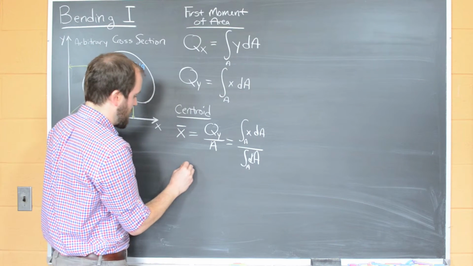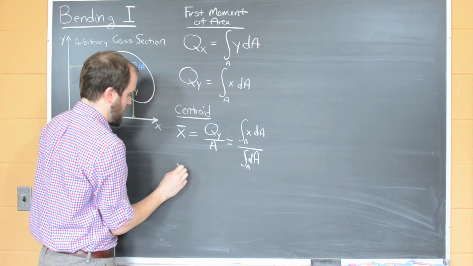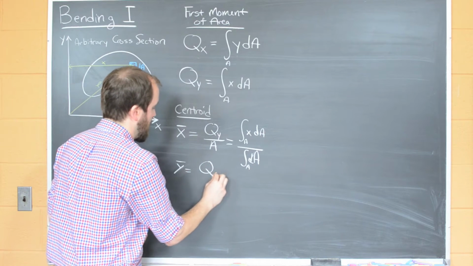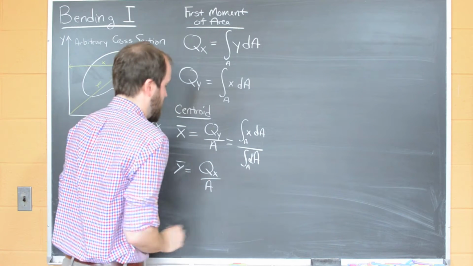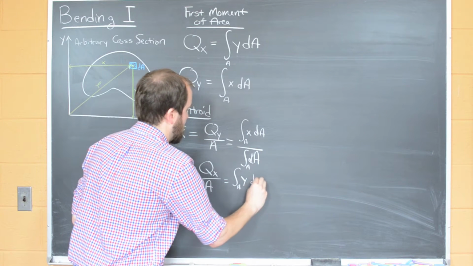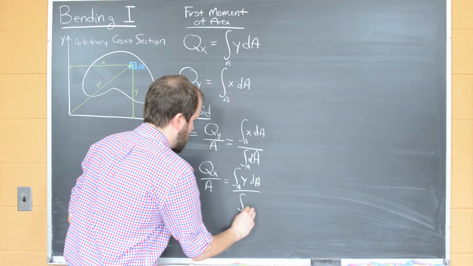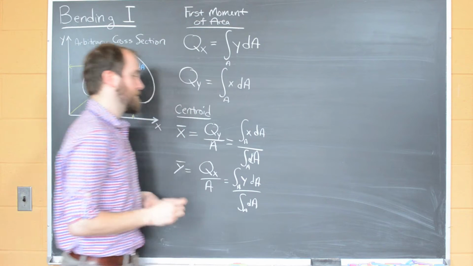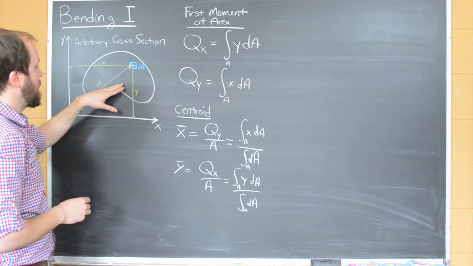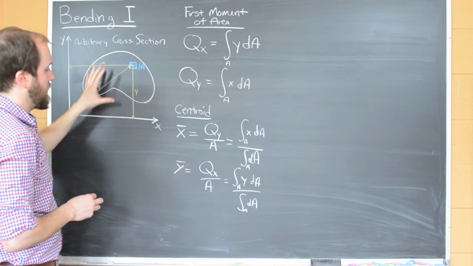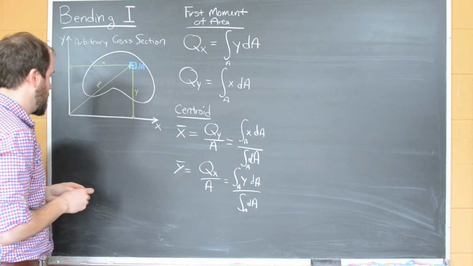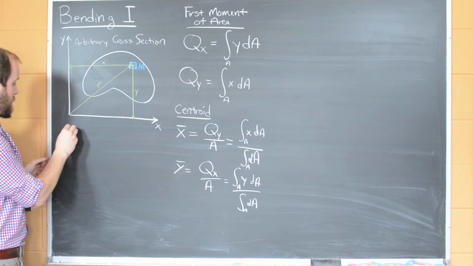We can write the same type of formula out for the average y position. In this case, it would be Qx over A, or the integral of y dA over the integral of dA. We've written it in this continuous form because the way we've drawn here, we have some arbitrary cross-section. Lots of times what you'll actually be dealing with is a cross-section that you can break up into a simpler form. So let me give you an example.